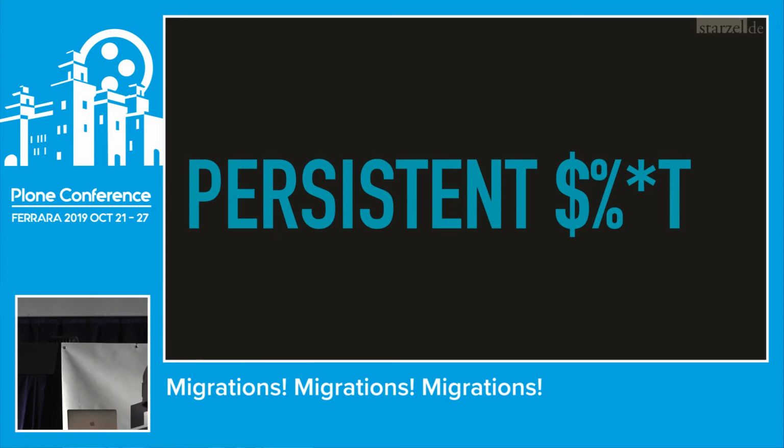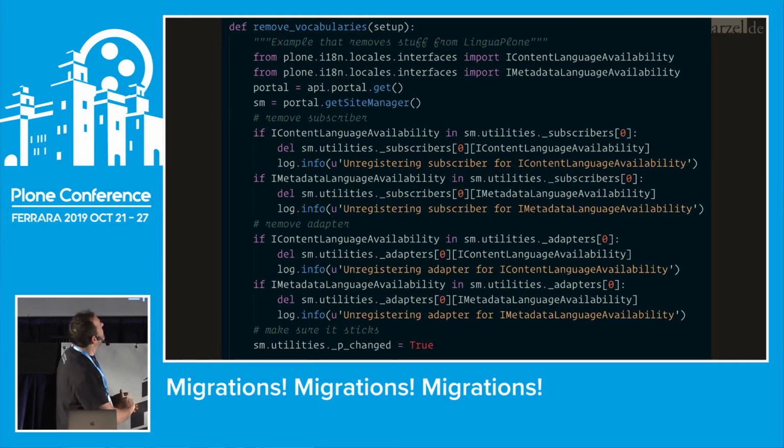Okay, moving on to persistent things. This is hard. There are really long blog posts about that. You can uninstall utilities and tools and components with generic setup, but it doesn't always die the way you want it. So you can do that in Python as well. Here's one example from the package I released that removes utilities and adapters that are used by Lingua Plone. It doesn't hurt to run this code 50 times.